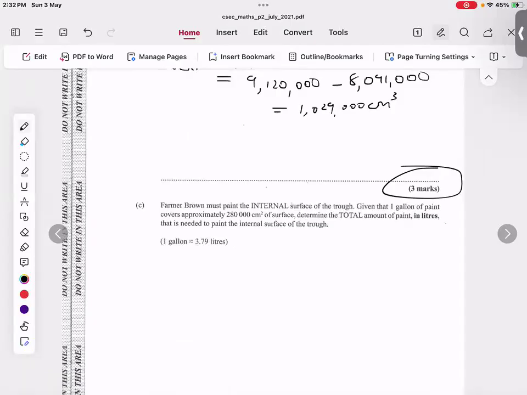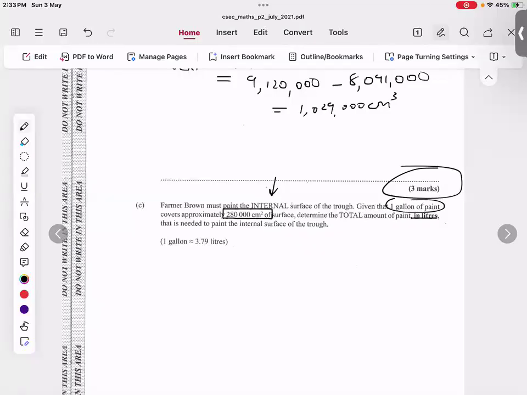All right, so hopefully you guys catch on to that one. Farmer Brown must paint the internal surface of the trough. Capitalize the word internal. So, must paint the internal surface of the trough, given that 1 gallon of paint covers this amount of area, determine the total amount of paint in liters.